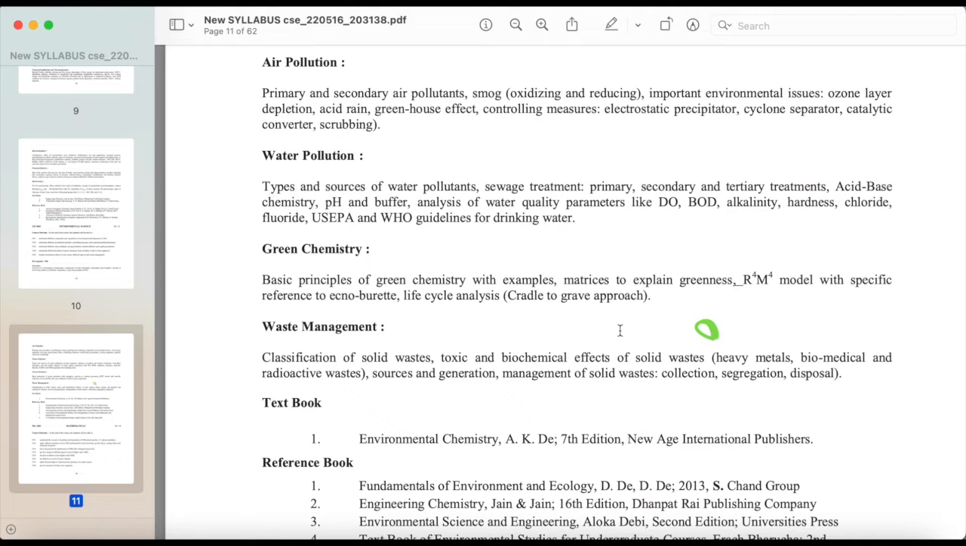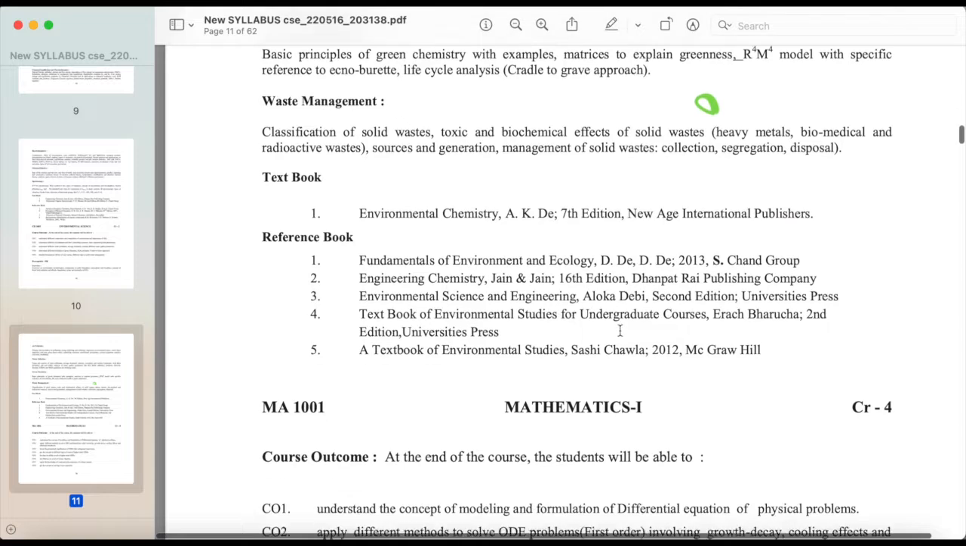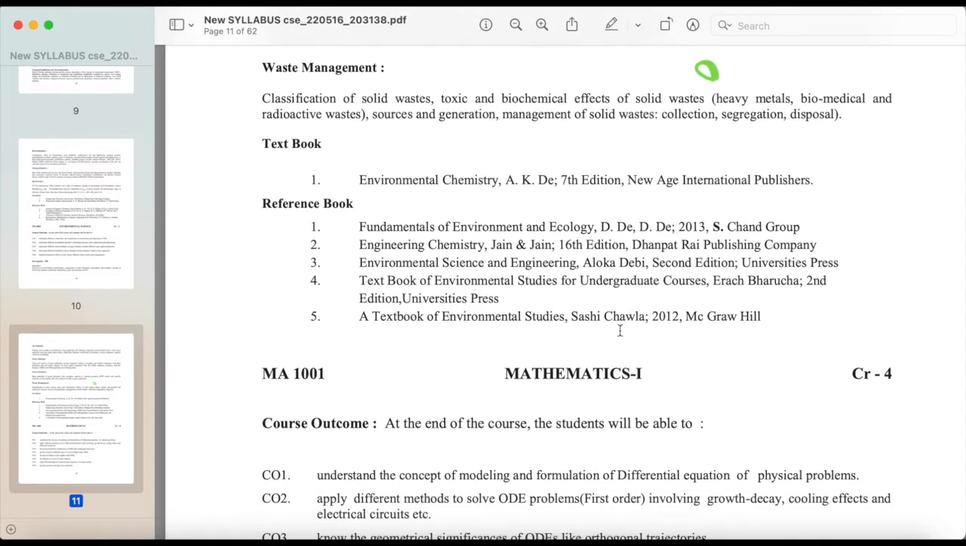Green chemistry: basic principles of green chemistry with examples, metrics to explain greenness, R4M4 model with specific reference to eco-bioethanol, life cycle analysis, cradle-to-grave approach. Waste management: classification of solid wastes, toxic and biochemical effects of solid wastes, heavy metals, biomedical and radioactive wastes, sources and generation, management of solid wastes, collection, segregation, disposal.